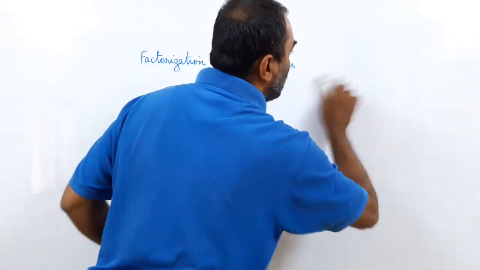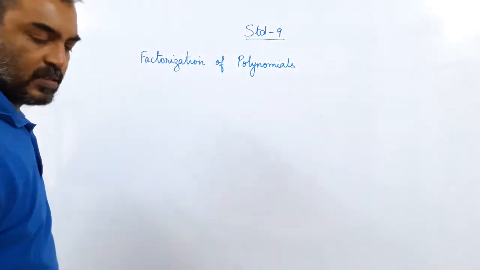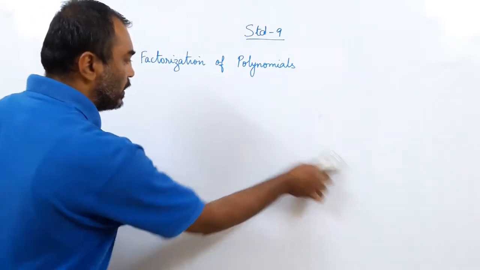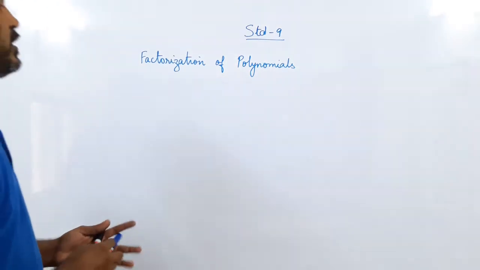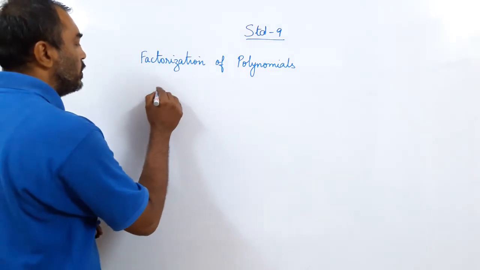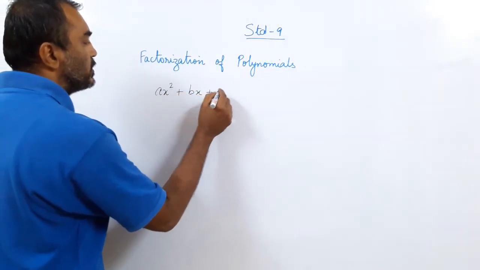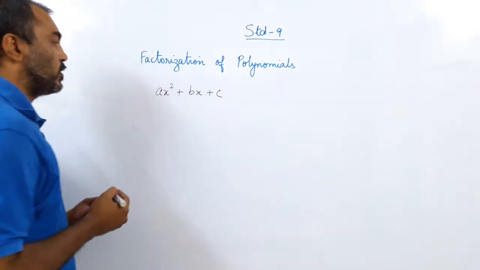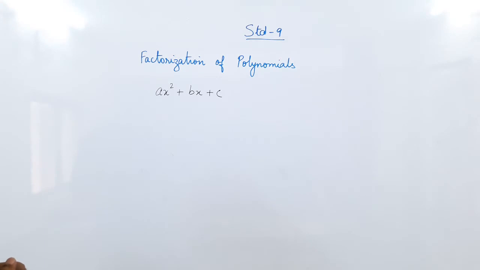So first of all, what we'll revise is the quadratic equation you have done in the previous classes, but I will revise it one more time. Now, how is the quadratic equation written? The quadratic equation is written in the form ax square plus bx plus c. Okay? It is written in the form ax square plus bx plus c.